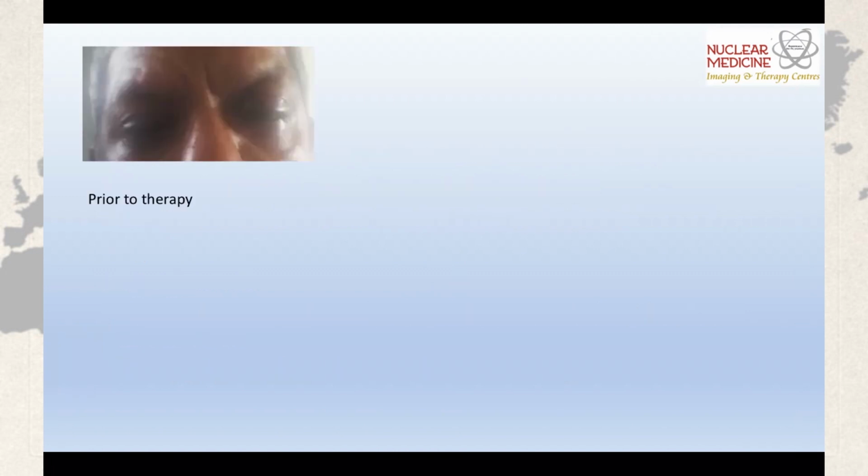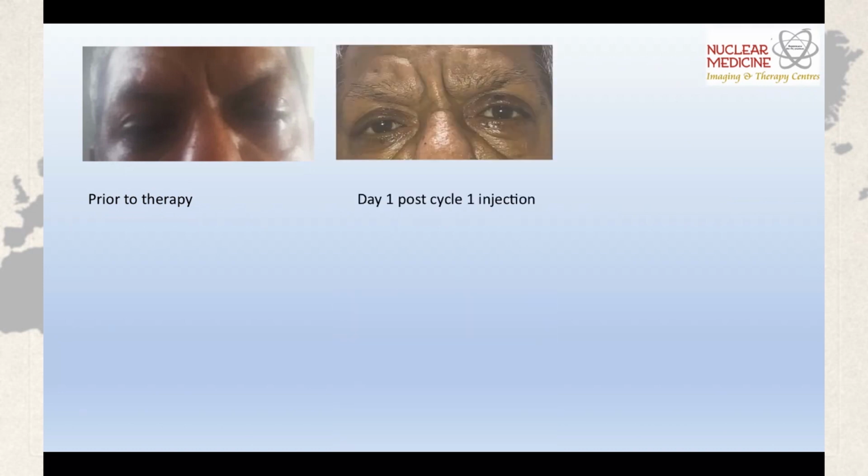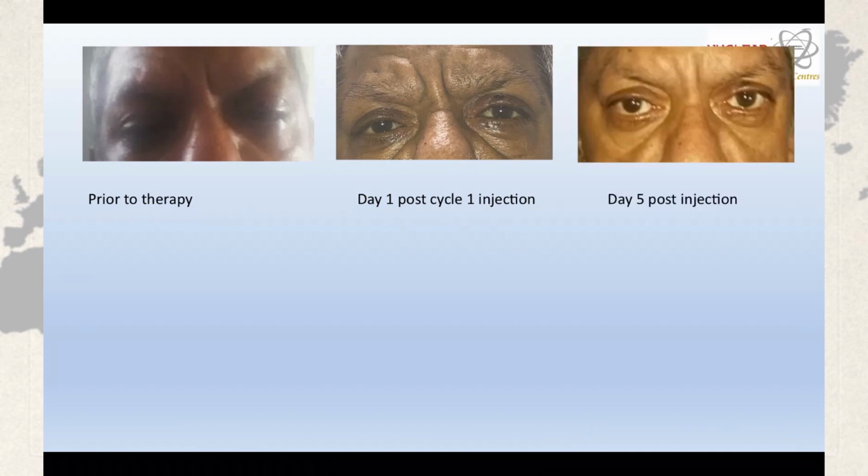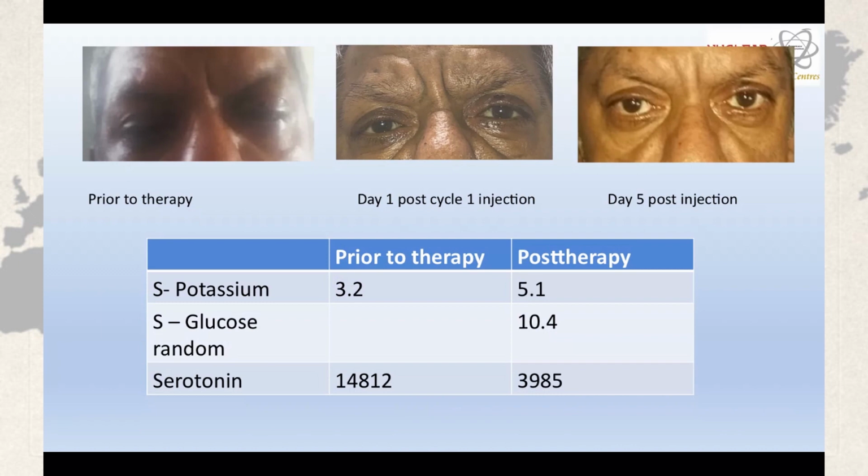So what we're seeing right now is the pre-first cycle of treatment. This is prior to treatment, and if you can appreciate the periorbital edema in this patient. Subsequent to this, day 1 post-cycle of the first injection, immediately there is a good response and reduction of the periorbital edema. And day 5, almost complete response. In fact, he actually called that normal in terms of his normal appearance, and he was very happy.